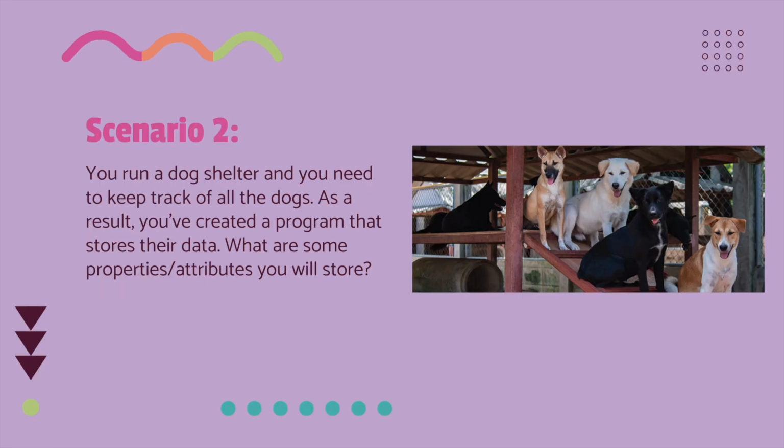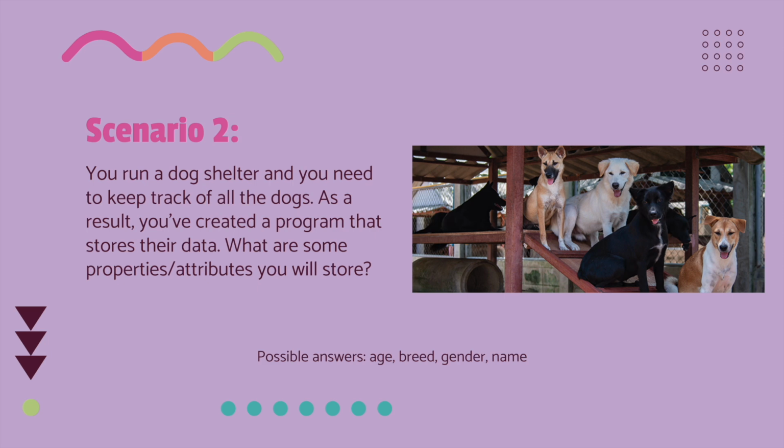Scenario 2, you run a dog shelter and you need to keep track of all the dogs. As a result, you've created a program that stores their data. What are some properties and attributes you will store? Some properties and attributes you might store include age, breed, gender, and name.